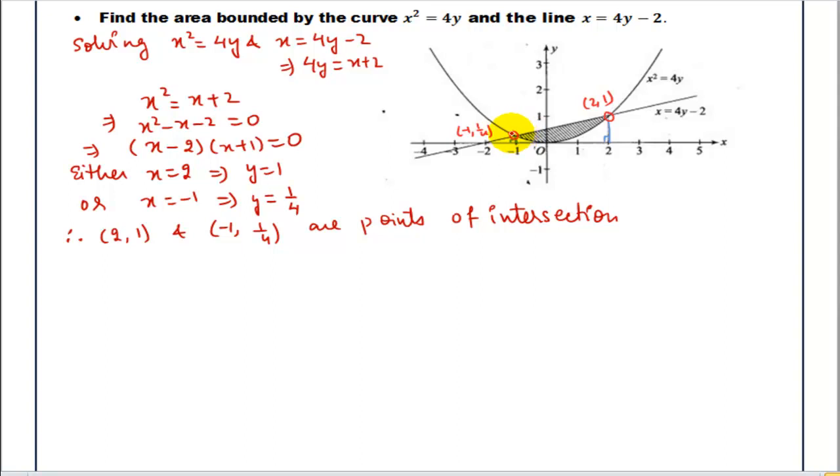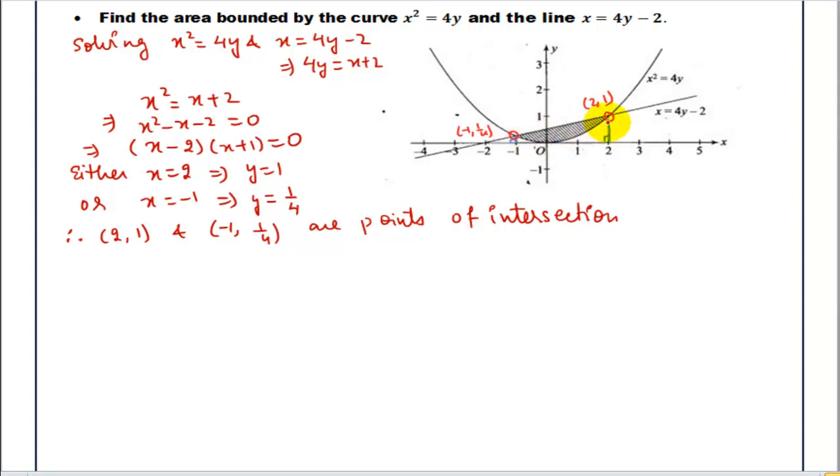So this is the point. So we have located 2 points on the parabola. You can join them and extend so that you get the required line. Now you shade the area which is bounded by both. So you will see the shaded region is enclosed by the line and the parabola.